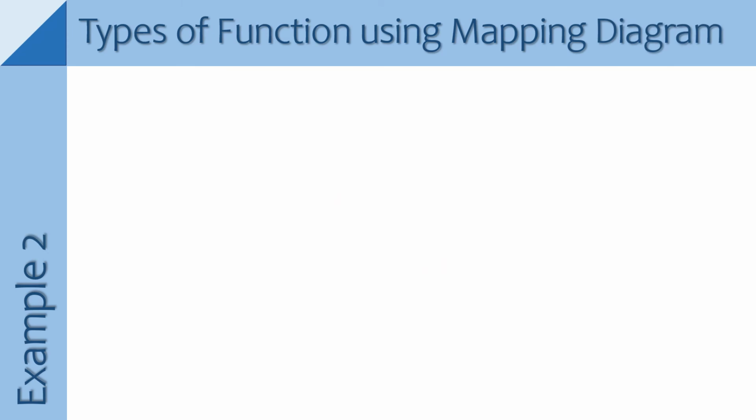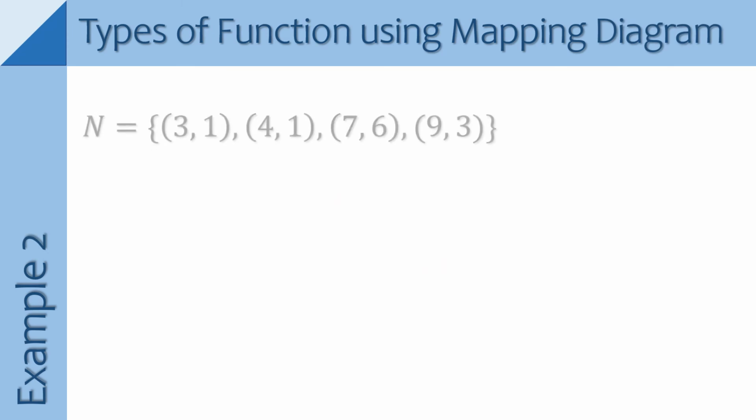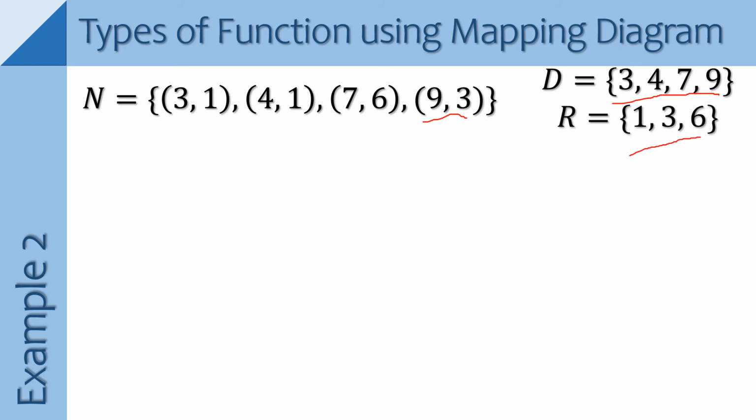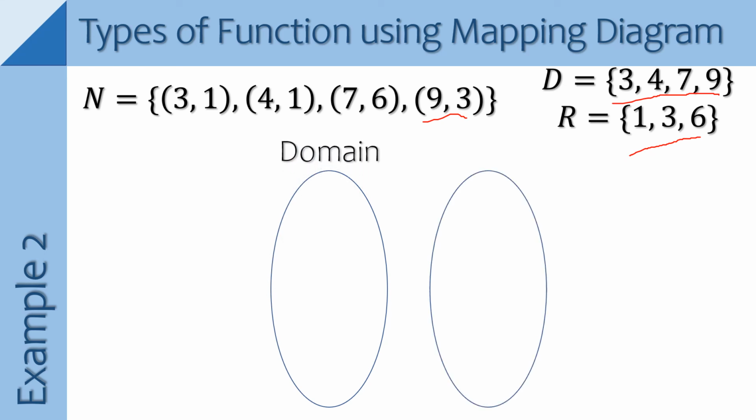Okay, so next type of function is this example. So we have the set N 3, 1, 4, 1, 5, 7, 6, and then 3, 9. So the domains are 3, 4, 7, 9, and then the range are 1, 3, and then 6. Okay, so let's draw two columns. The first column is the domain, the second column are range. So write down all the domain. We have 3, 4, 7, and then 9, and then the range are 1, 3, and then 6.